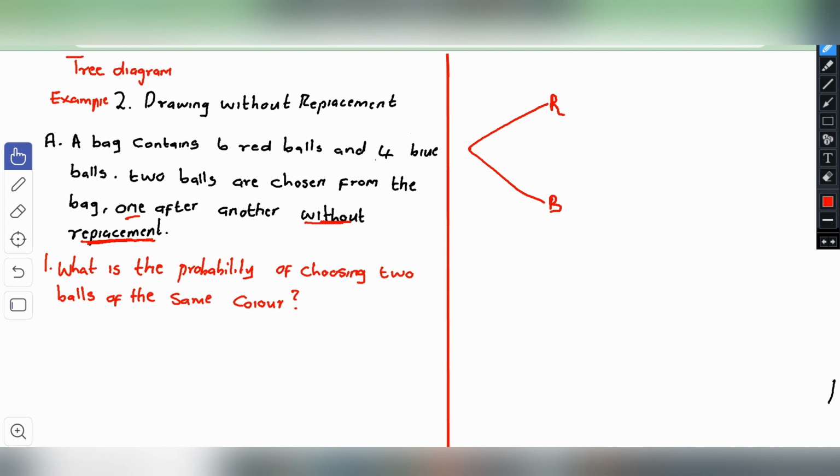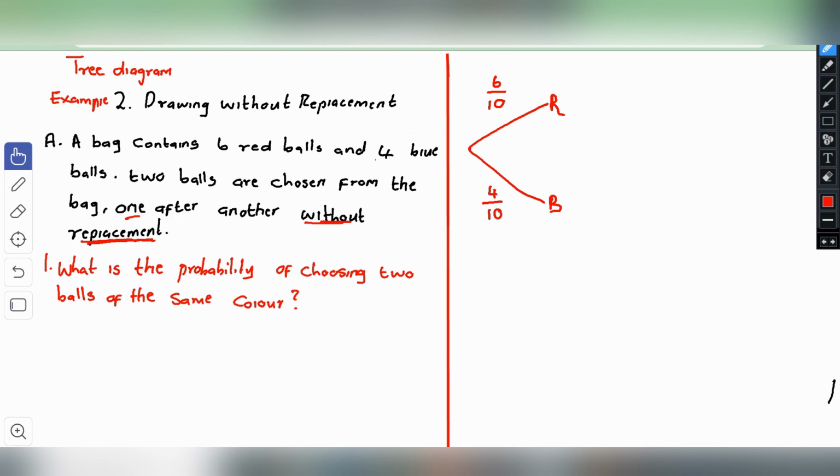So now we have red and blue. How many red balls do we have? We have 6 red balls. How many blue balls do we have? We have 4 blue balls. But remember that we are dealing with probability, so we must write our values in a probability manner, right? So we must divide by the total number of balls. What is the total number of our balls? It's 6 red balls plus 4 blue balls. So 6 plus 4 gives us 10. That's why we write 10 here.